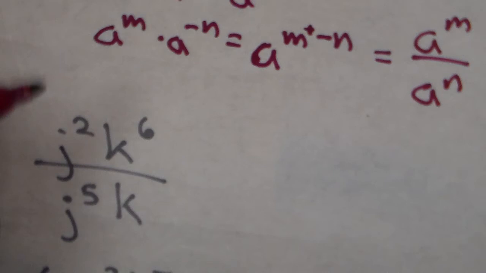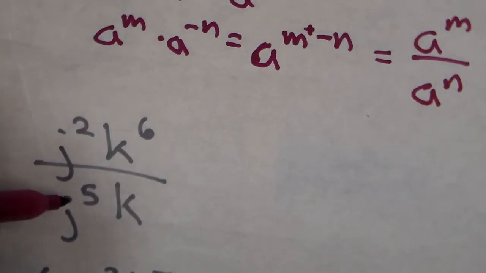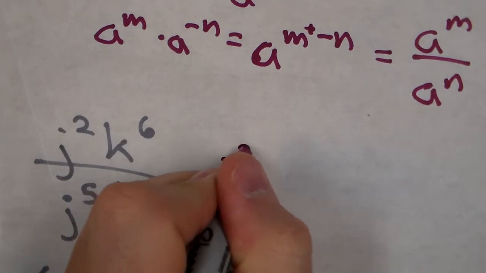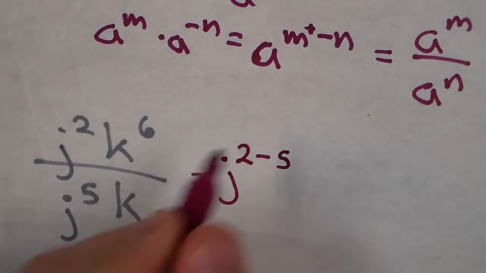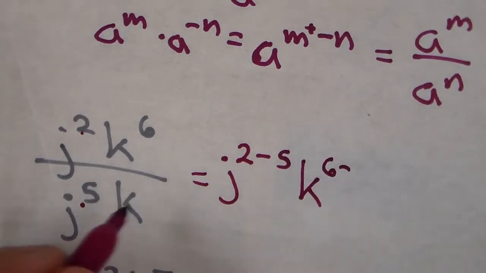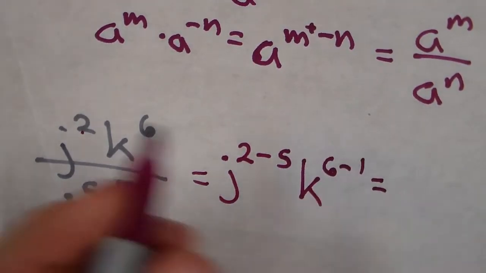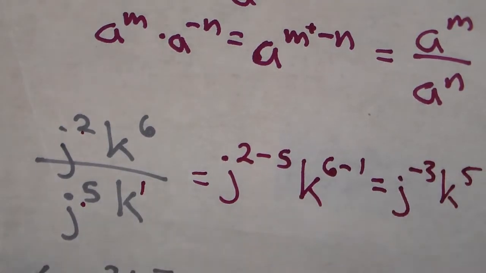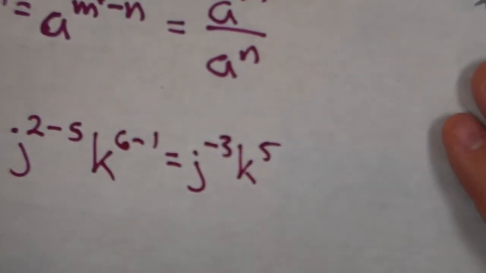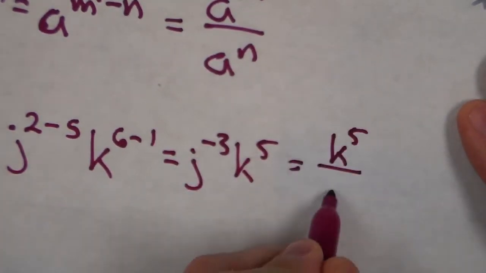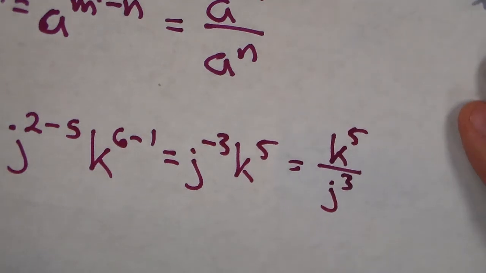So let's look here. If I had j to the second, k to the sixth, over j to the fifth, k, that's saying I can do j to the second minus 5, it's 2 minus 5, and k to the 6 minus, that's a 1, to give me an answer of j to the negative third and k to the fifth. Now, we have to make sure both exponents are positive, so then the j would go down, and it's k to the fifth over j to the third is our final answer.